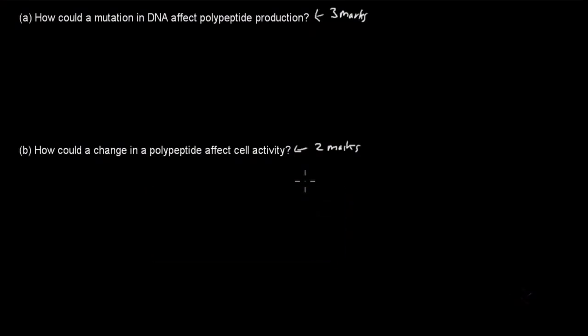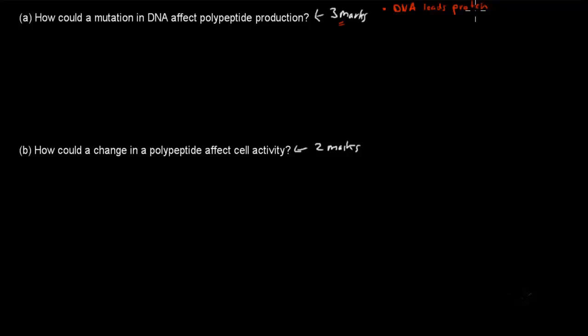Welcome back. Right, for the first one, it's worth 3 marks. It's actually worth quite a decent chunk for that kind of question. So how can a mutation in DNA affect polypeptide production? The first thing you should do is obviously link DNA to protein production. Quickly describe how DNA leads to protein production. You don't have to go into much detail because that's not what the question is asking.